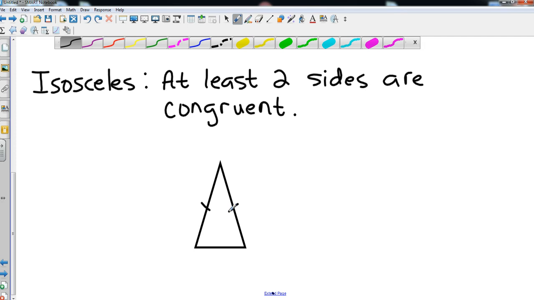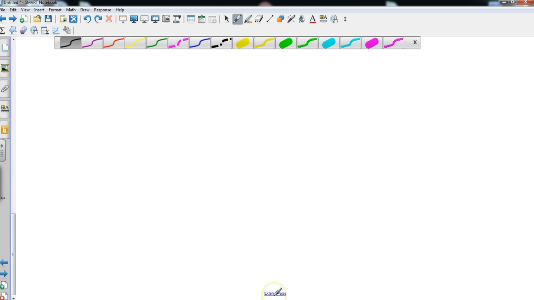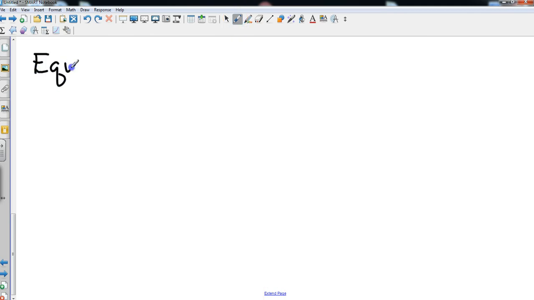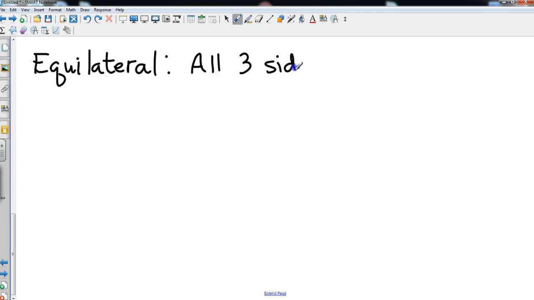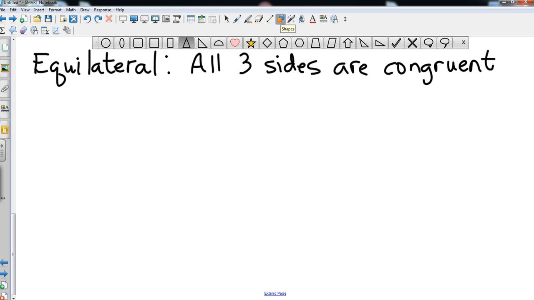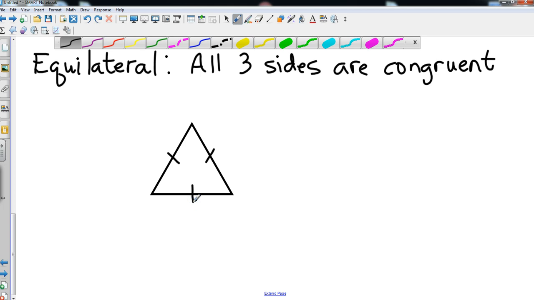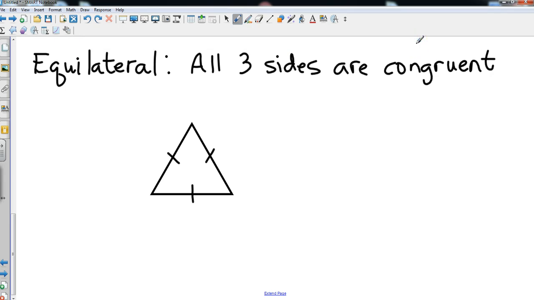And then finally, we're going to have an equilateral triangle. Equilateral is all three sides are congruent. And so in this case, that would be an equilateral triangle. However, that triangle is also isosceles, because isosceles just needs at least two congruent sides. So an equilateral triangle is isosceles as well.